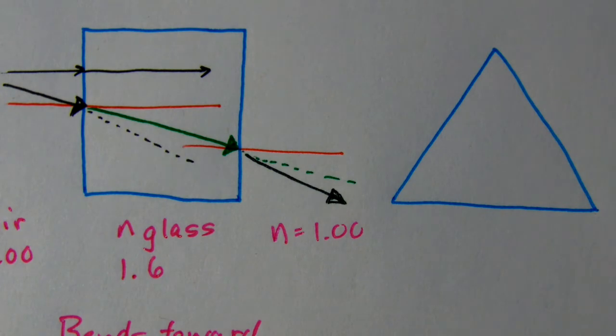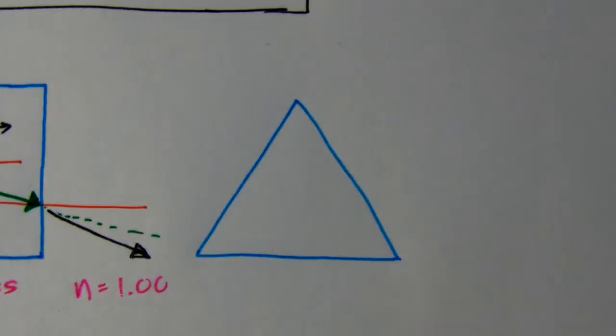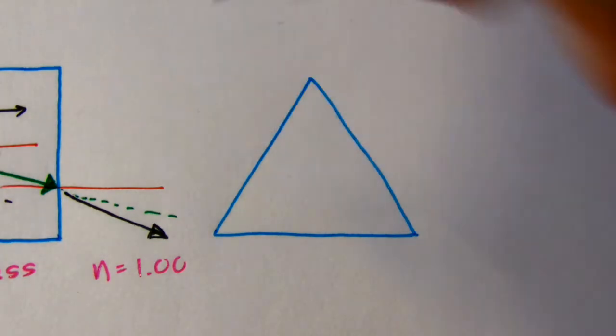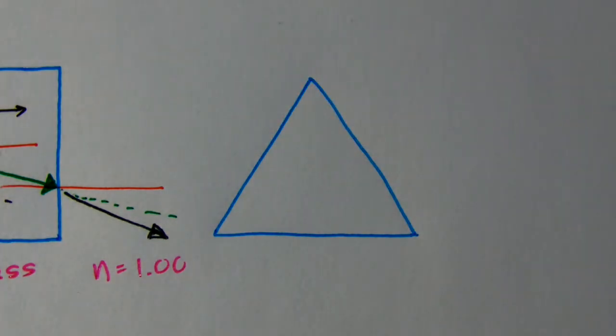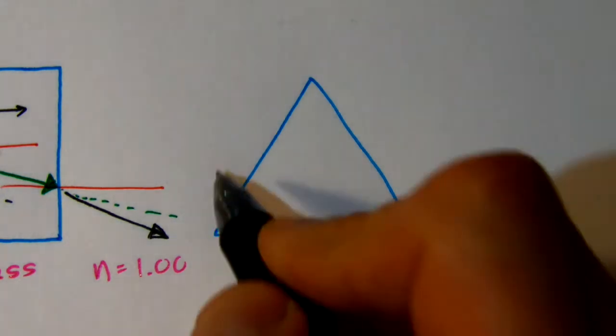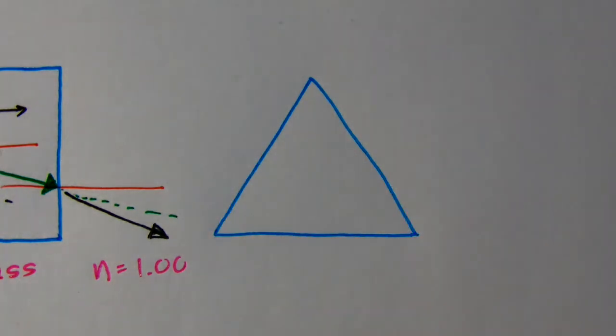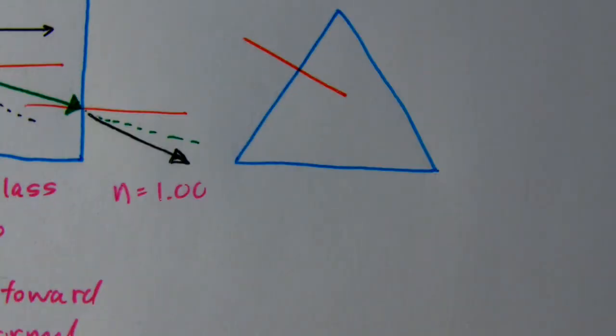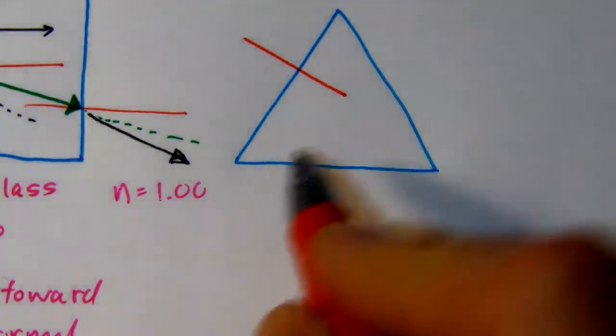Okay, let me show you one more before we do a very clear example. If light comes in perpendicular to this, then we don't get any refraction. Okay, but this time let's draw the normal here. Okay, we're going to draw that normal here.